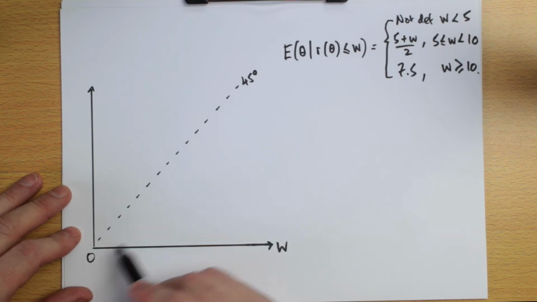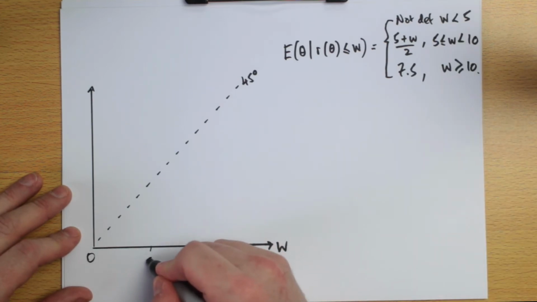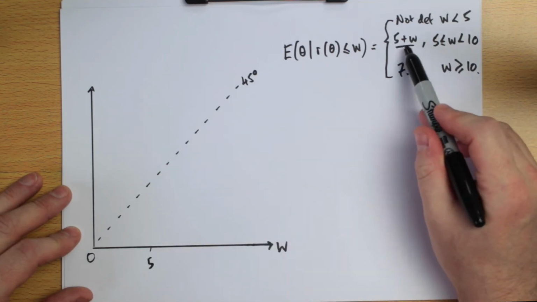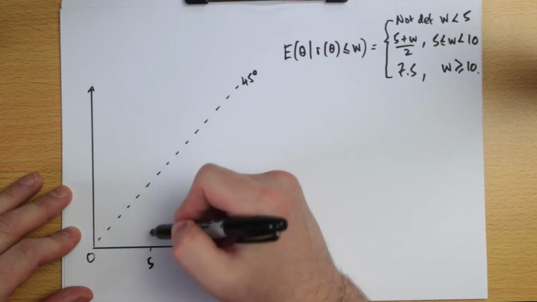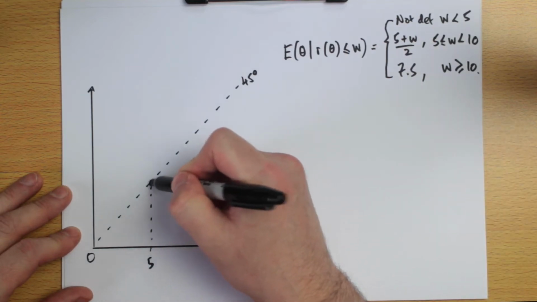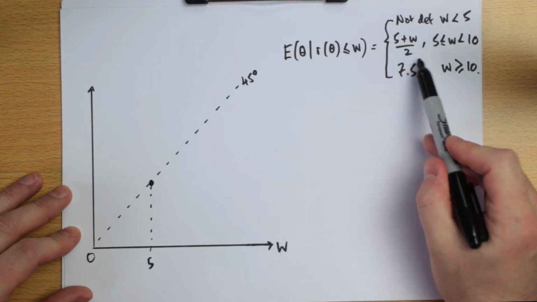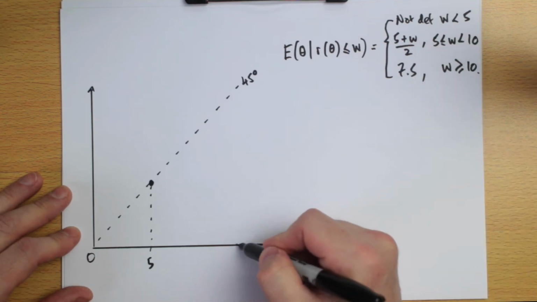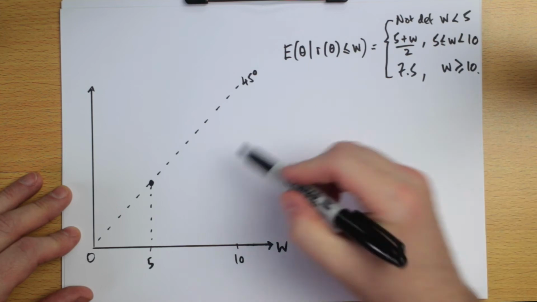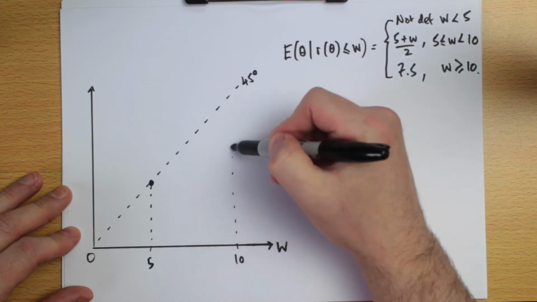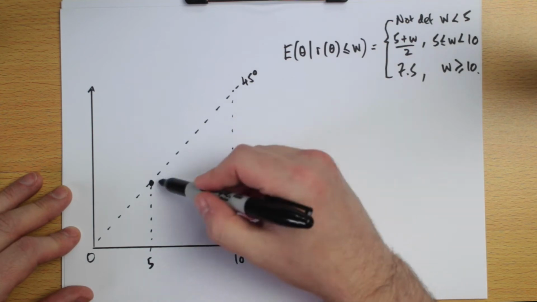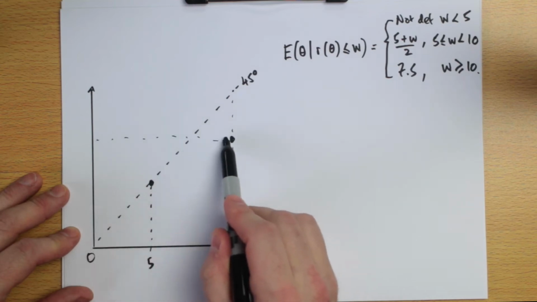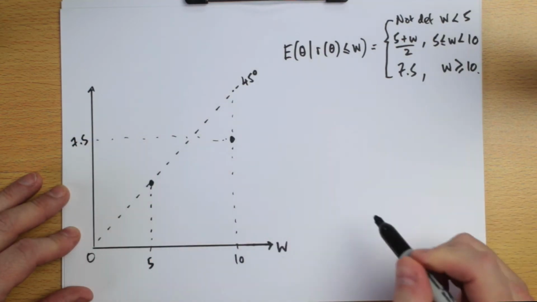So let's do a plot here. Below 5 it's not defined. When the wage is equal to 5, this is halfway between 5 and itself, which is just 5, so I've got 1 point there. It then increases linearly with slope 1/2. When the wage is 10, the expected value is 7.5. On the 45-degree line the value would be 10, so I go halfway between the two, about there, and label that point 7.5.